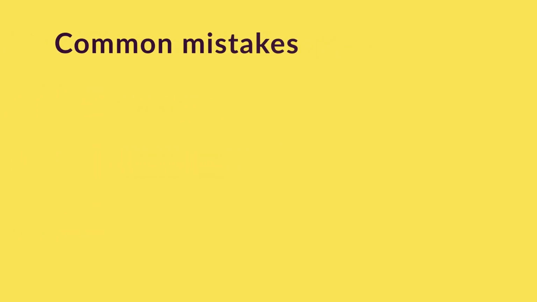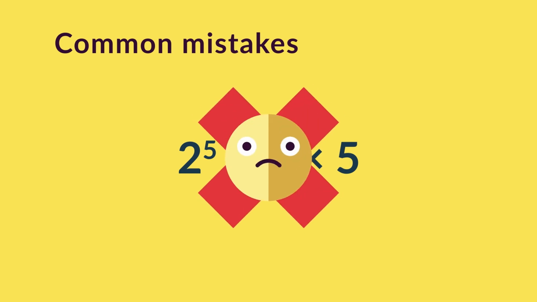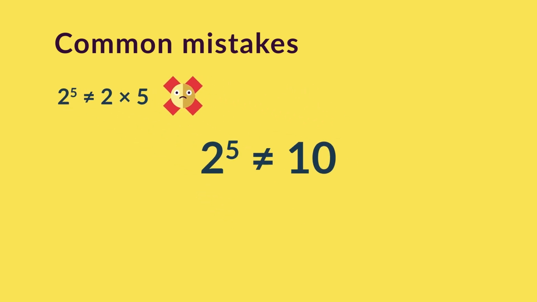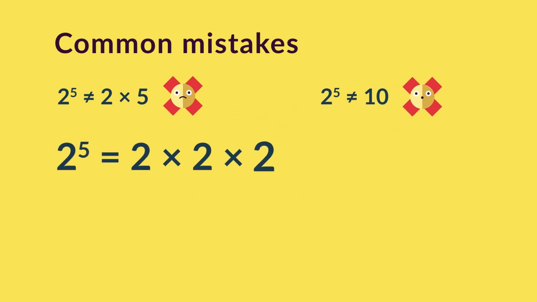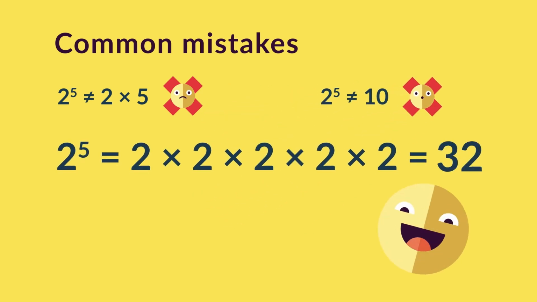There are a couple of common mistakes to watch out for when working with powers. 2 to the power of 5 is not equal to 2 times 5 and is not equal to 10. It is equal to 2 multiplied by itself 5 times, which is 32.